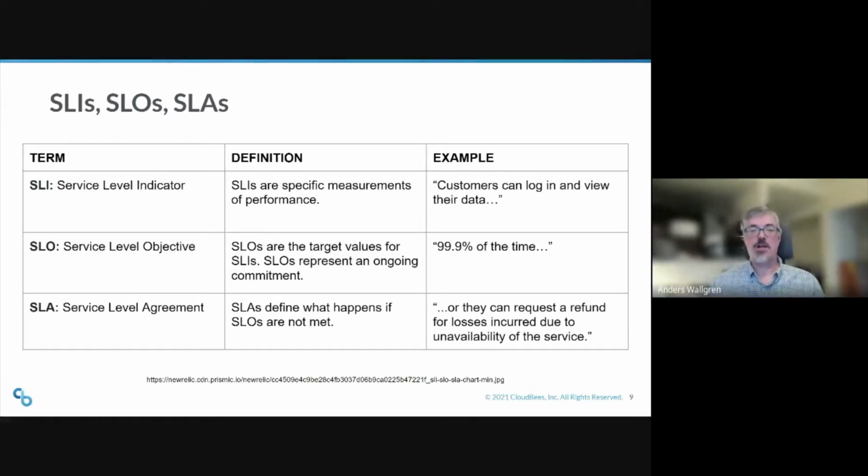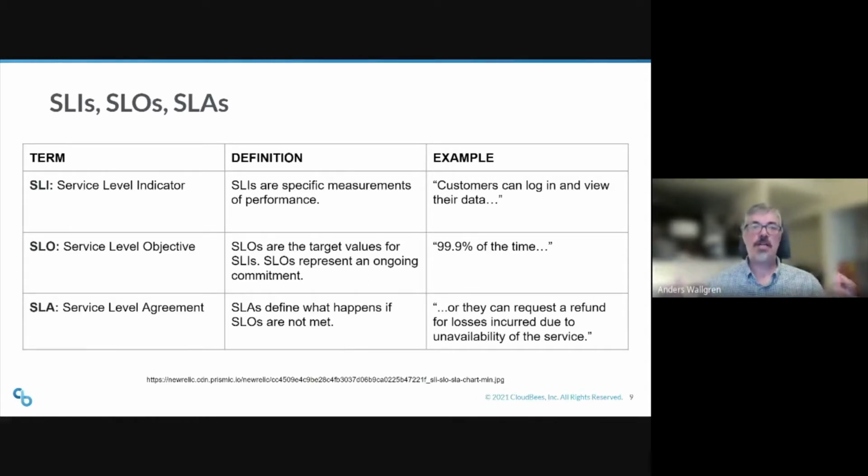And then the last part of it is service level agreements, or actions, if you will. That really is a definition of what happens when we don't meet the objective for a particular indicator. So customers can log in and view their data 99.9% of the time, or they can request a refund for losses incurred due to unavailability of the service.